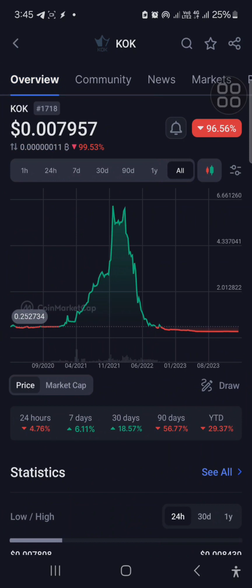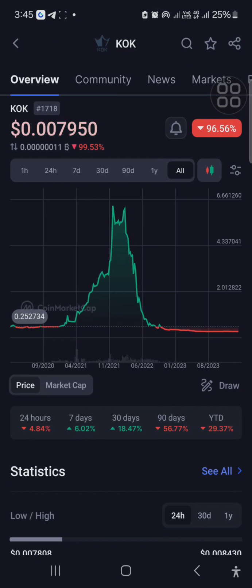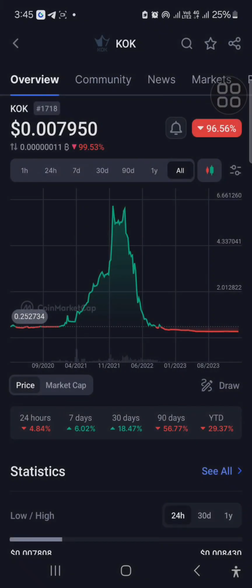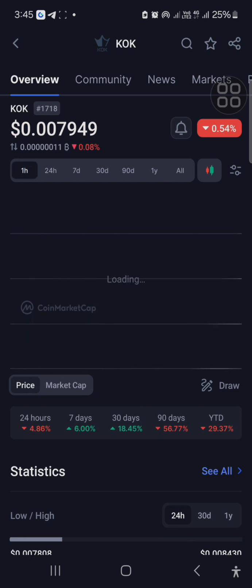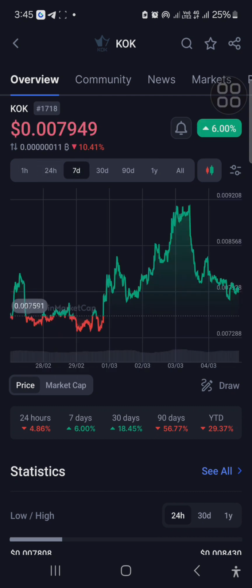So you can see right here, this price is telling you what a particular coin or token is doing at a particular given time. So you can change the time frame. Let's say I want to see what this coin KOK has been doing in the last 1 hour, I click on 1 hour. I want to see what it has been doing in the last 24 hours, I click on 24 hours. I want to see what price it has been ranging within the last 7 days.